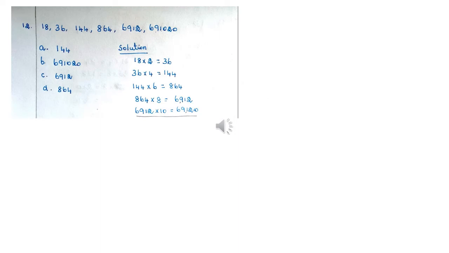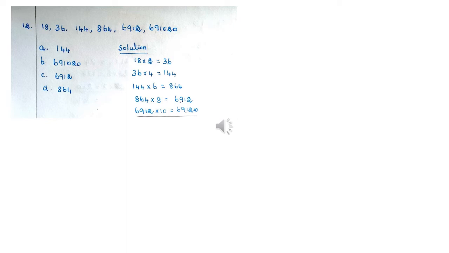Second series: 3 into 3 minus 1 is 8. 8 into 3 minus 1 is 23. 23 into 3 minus 1, the actual answer is 68. But the given answer in the problem is 69. So the wrong one is 69.